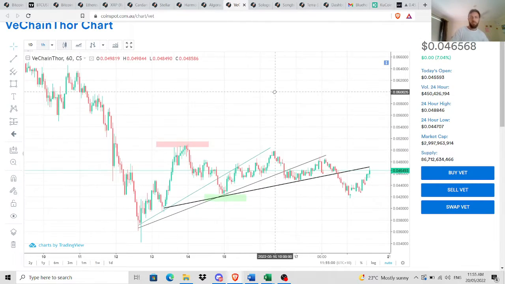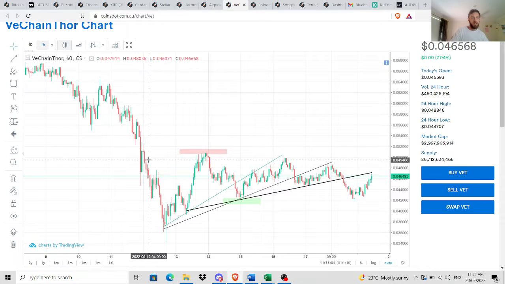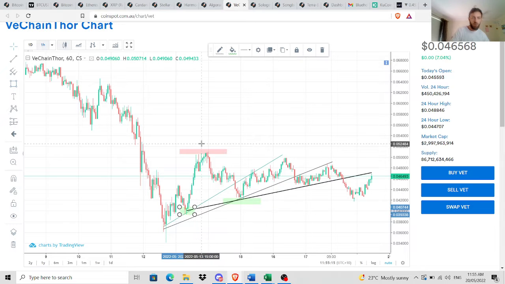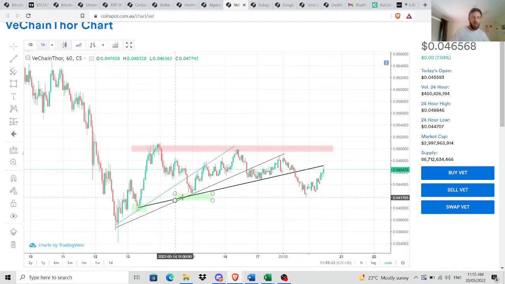This is the main one. This is VeChain, right? So we had this massive downtrend. Okay, we pulled back pretty high. We made a higher low. That's the first sign of a reversal. Then we break out. Okay, we make new highs, and this now kind of becomes our resistance. Okay, we make a higher low. Okay, so this is now our support.